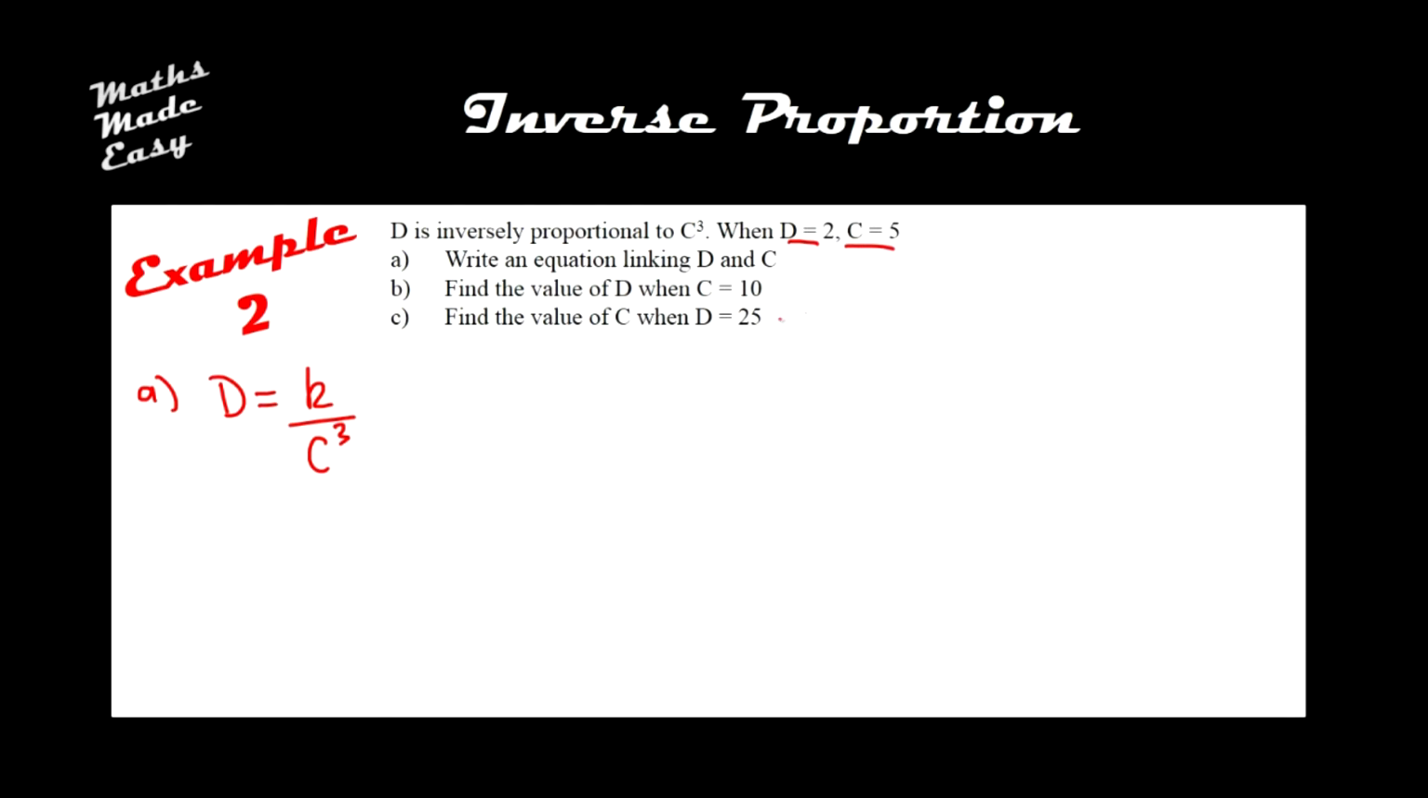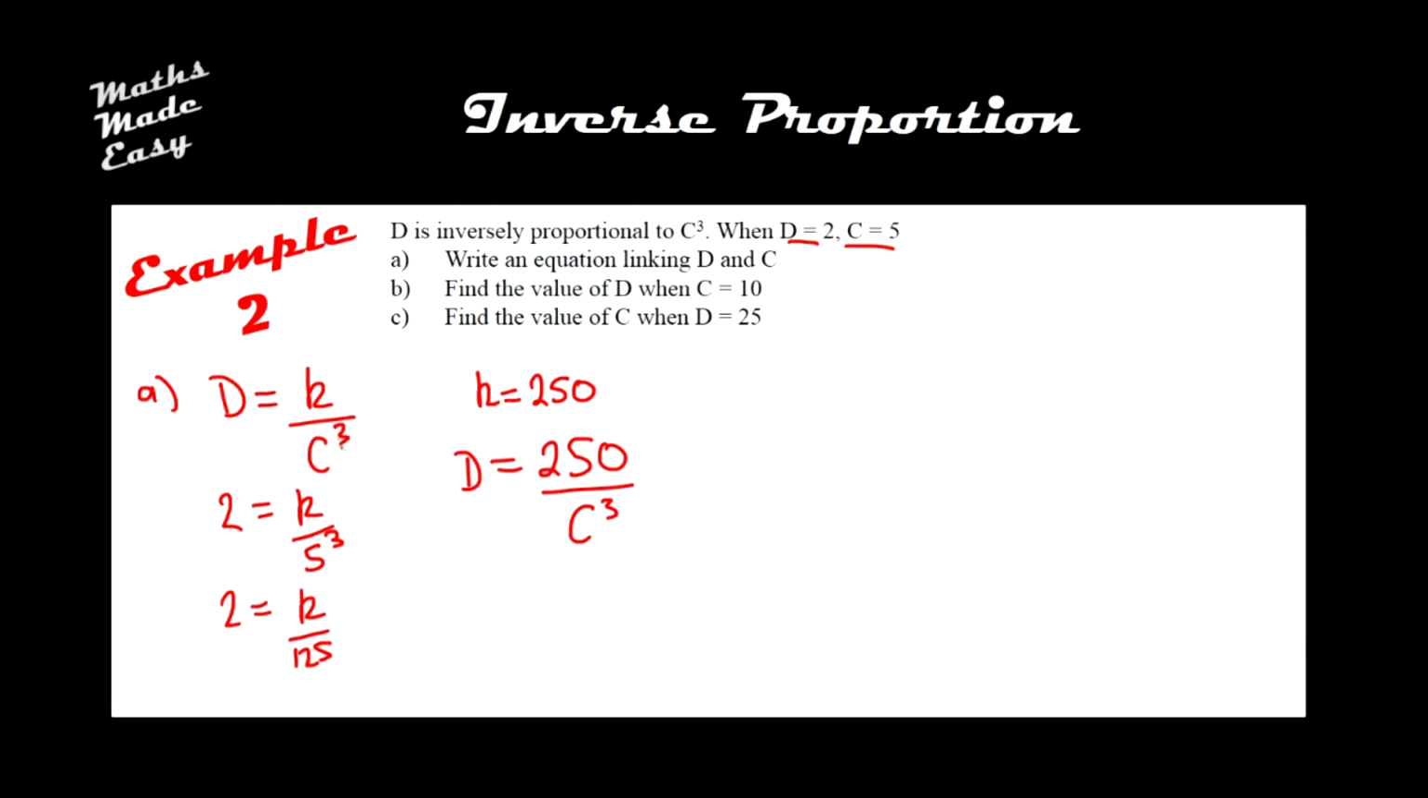So we're told D is 2 and C is 5. So D is 2 equals K over C is 5, but I've got to remember to cube 5. So we end up with 2 equals K over 5 cubed, it's 5 times 5 times 5, that's 125. So let's continue up here. We would have K equals 125 times 2, which is 250, in which case our formula D equals 250 over C cubed. So you need to remember this cubed here, and when you substitute in the value, cube it.